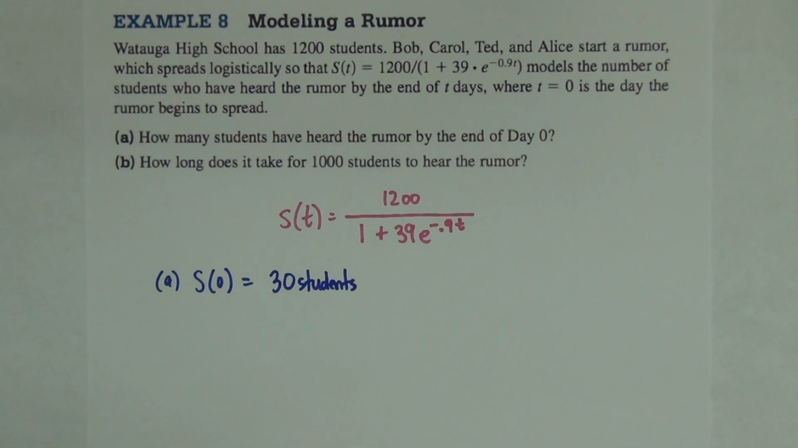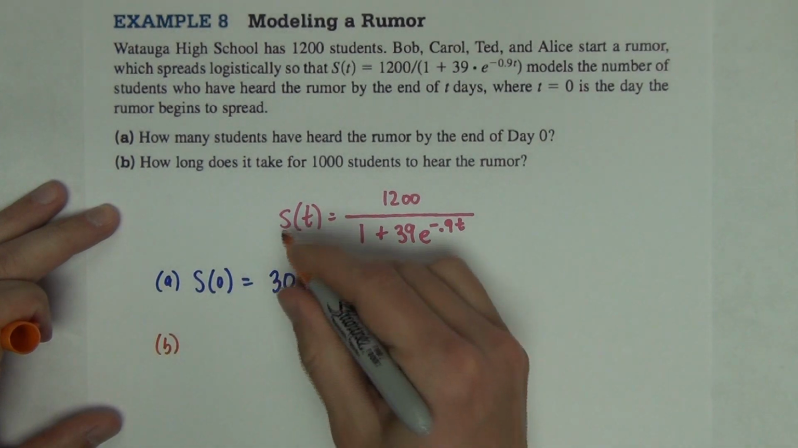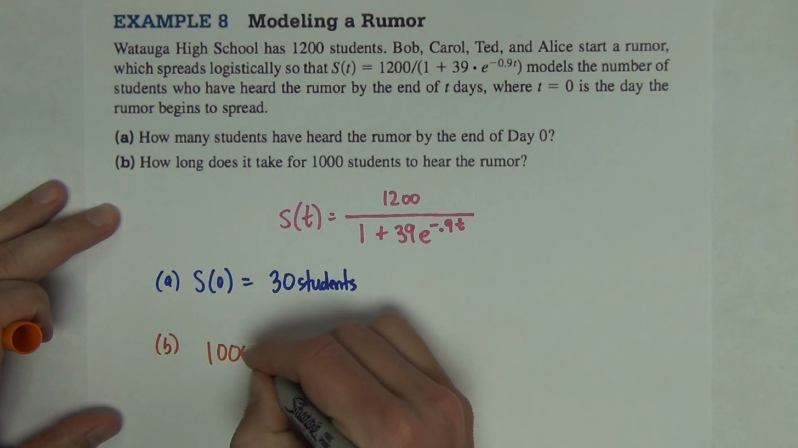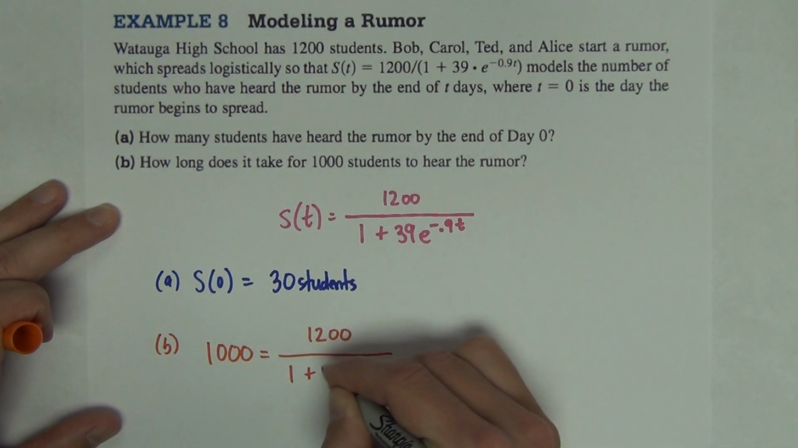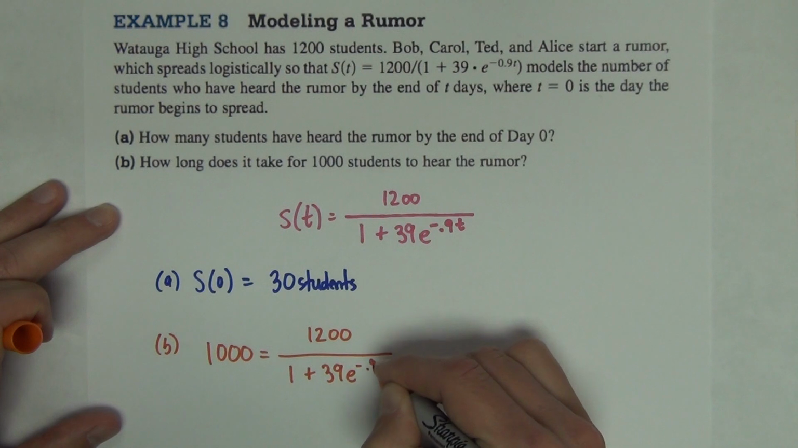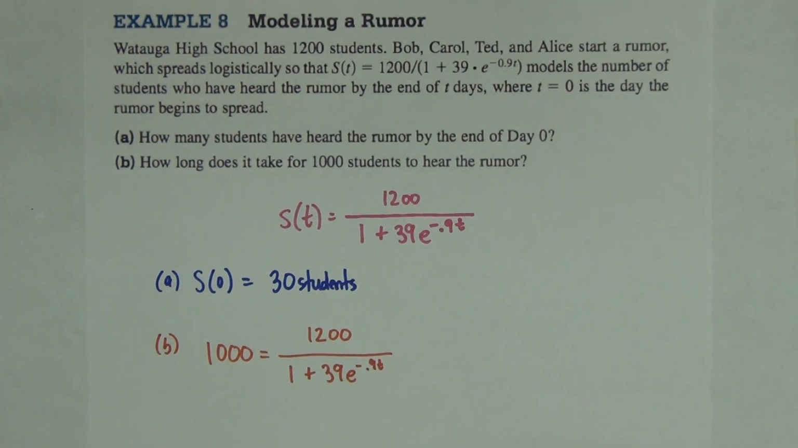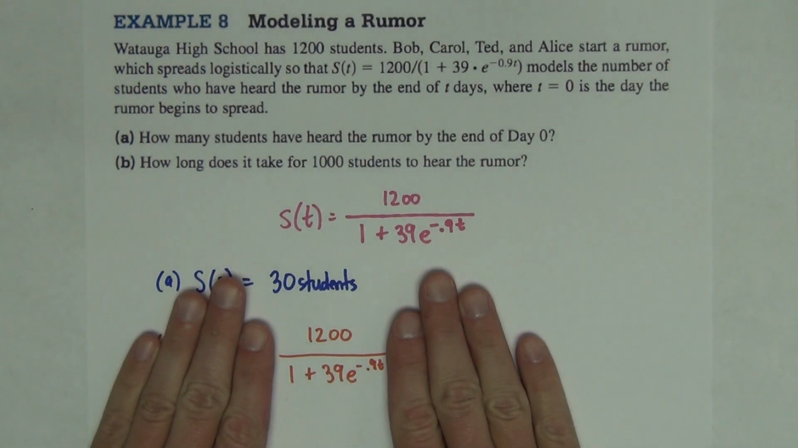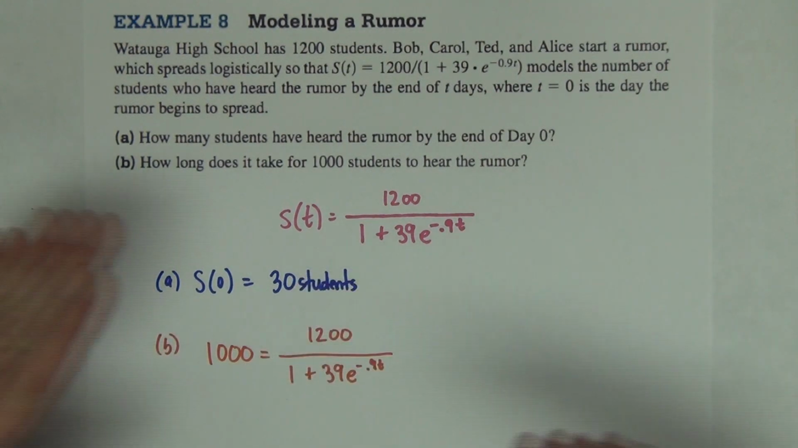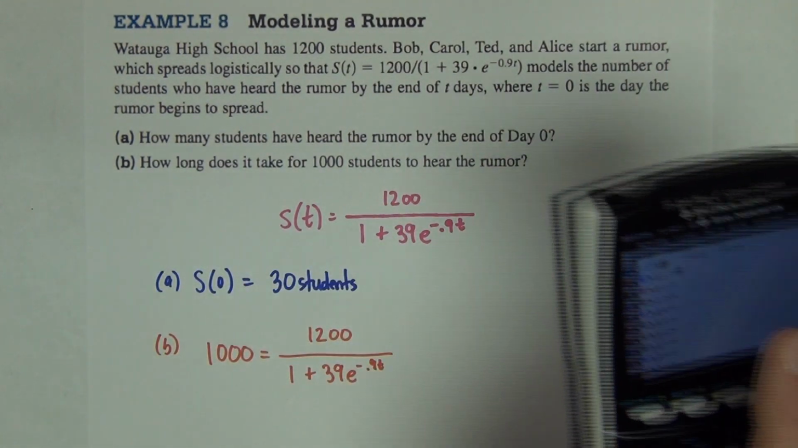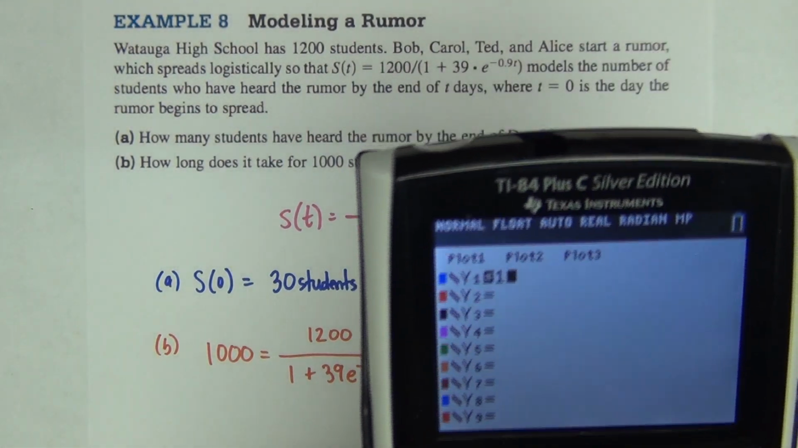So to do part B, we want 1,000 students to have heard the rumor, and we want to figure out what t is. How many days does it take for 1,000 students to hear this rumor? This is going to be done on the graphing calculator, where we type this function into the y1 and this function into the y2, and we're going to graph them and look for where the two lines intersect each other. So it's going to look about like this.